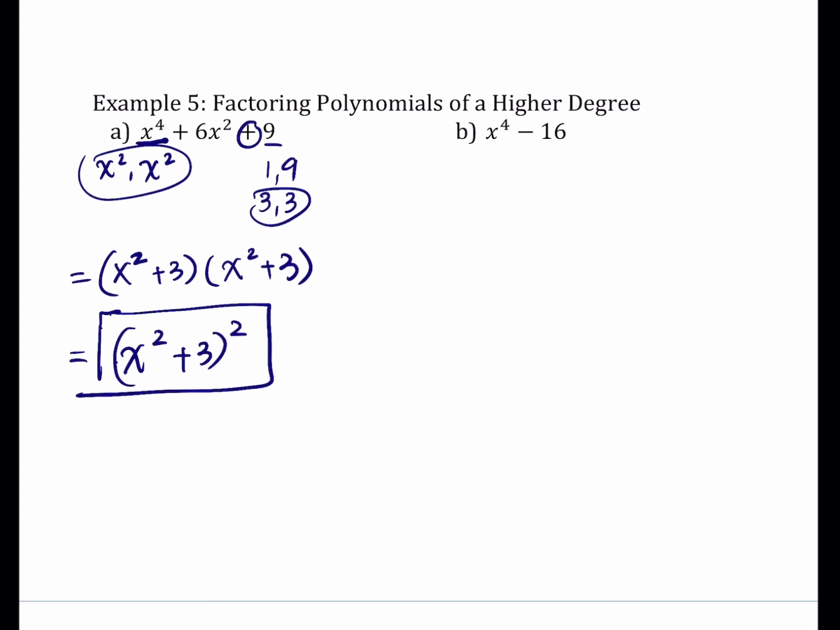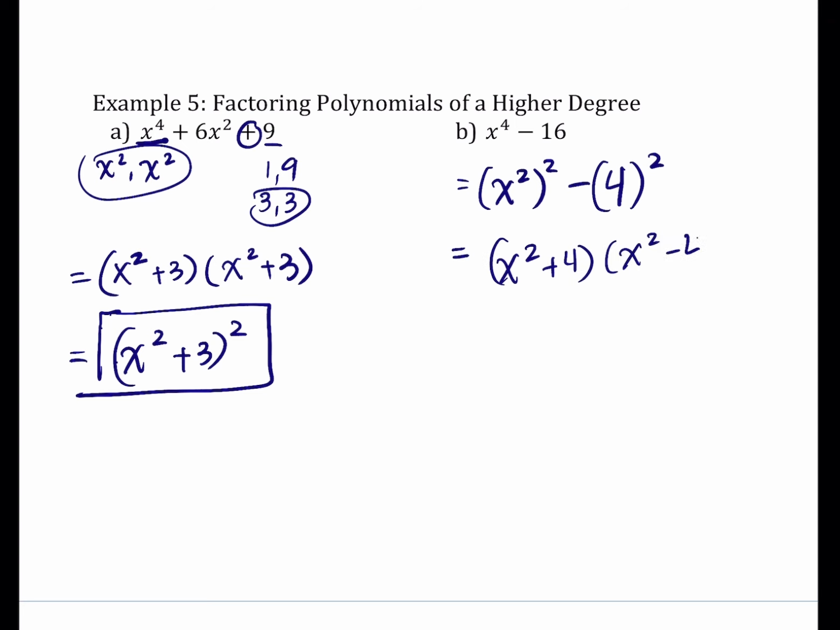Moving on to letter B, x to the 4th minus 16. Notice that each of these are perfect squares. So whenever you have a variable raised to an even number, it's a perfect square. So this is actually just x squared minus 4 squared. There again, we're using the same difference of squares formula, where it's going to be x squared plus 4 times x squared minus 4.